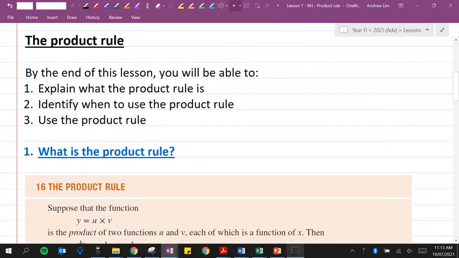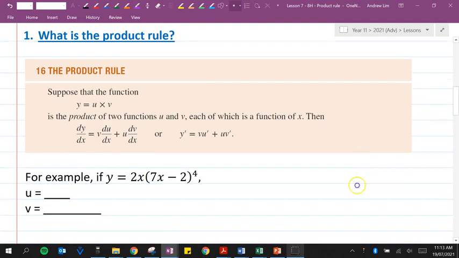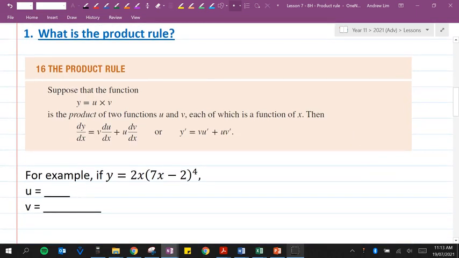Today, we're going to be looking at the product rule. So by the end of this lesson, you'll be able to explain what the product rule is, how to identify when to use it, and actually use it. So what is the product rule? Suppose you have a function y equals u times v, a product of two functions u and v, each of which is a function of x. Then dy dx, or y dash, or the first derivative, or the gradient function, is equal to v times du dx plus u times dv dx, or y dash is just equal to vu dash plus uv dash.